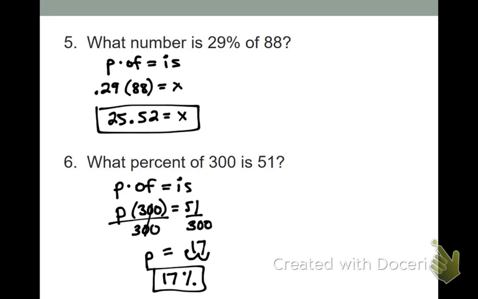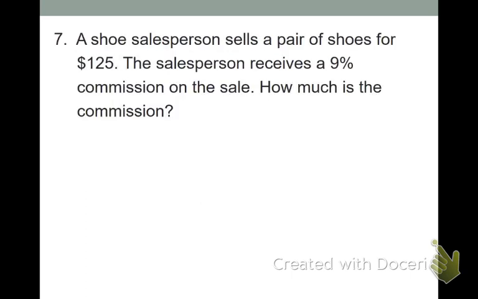The main thing is just knowing how to plug things in and figuring out the P and the of and the is, okay? Let's go ahead and write this story problem down. A shoe salesperson sells a pair of shoes for $125. The salesperson receives a 9% commission on the sale. How much is the commission? So let's just imagine that I am a person who's selling shoes. How much am I selling a pair of shoes for?